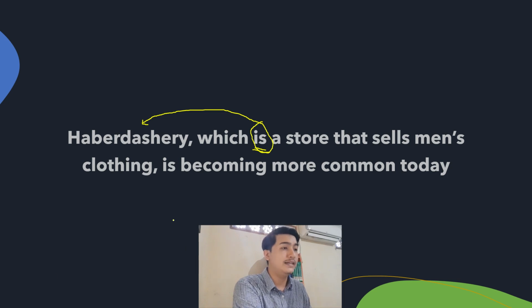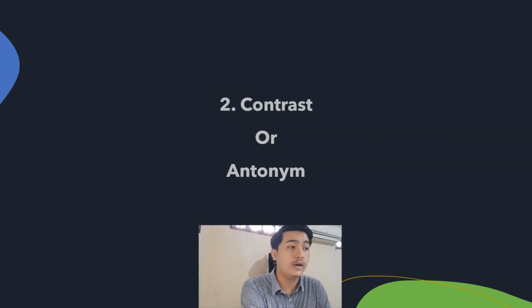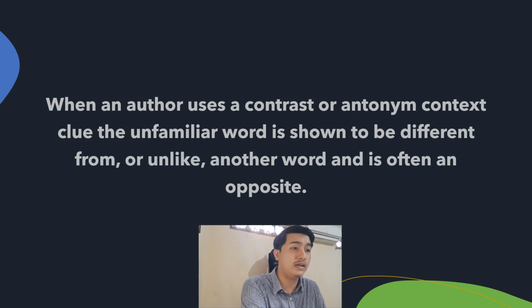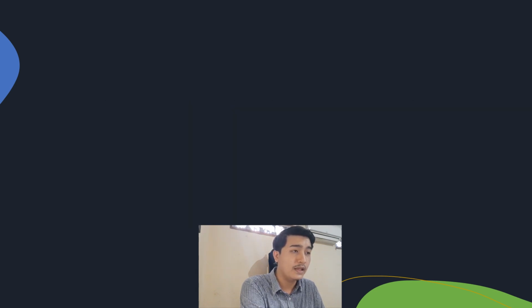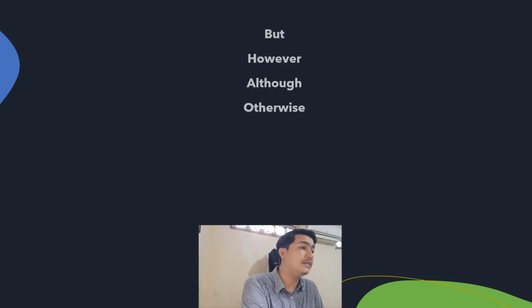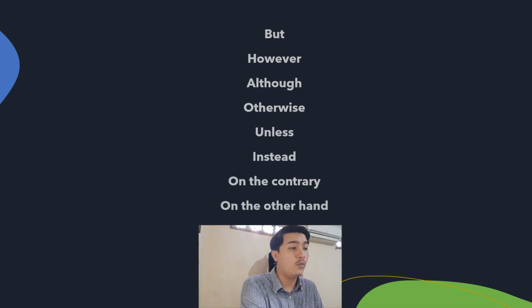Number 2, contrast or antonym. When an author uses a contrast or antonyms context clue, the unfamiliar word is shown to be different from or unlike another word and is often an opposite. The words but, however, although, otherwise, unless, instead, on the contrary, on the other hand, while, never, no or not, may be used to signal a contrast.